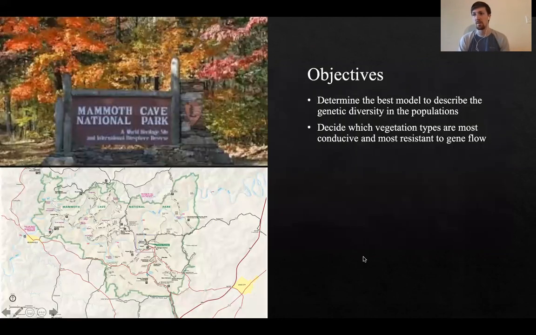The study landscape that I use consists of 50 sampled ponds in Mammoth Cave National Park containing Ambystoma opacum. I will seek to determine the best statistical model to describe the pattern of genetic structure between the salamander populations, and I will also aim to decide which vegetation types encourage and inhibit gene flow processes.